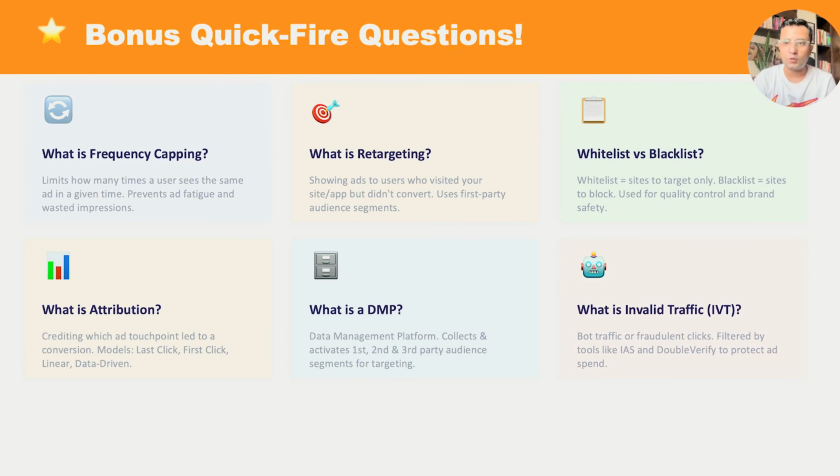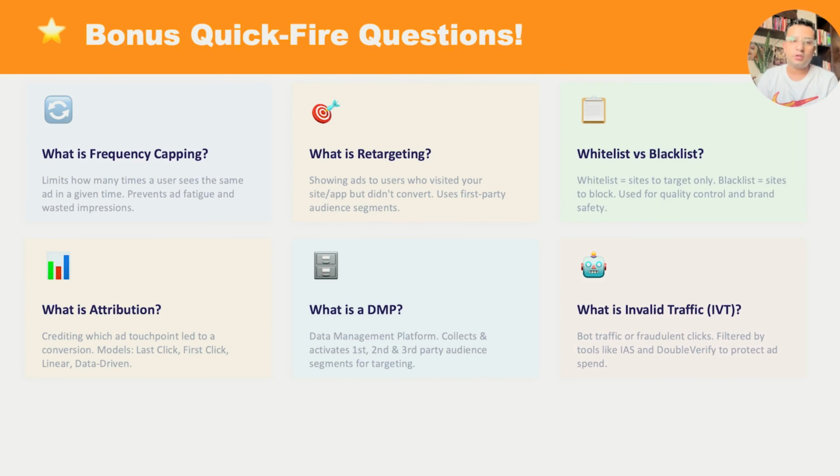What is frequency capping? You can say it limits how many times a user sees the same ad in a given time. It prevents ad fatigue and wasted impressions. What is retargeting? Retargeting is showing ads to users who visited your site or application but did not convert. It uses first party audience segments. What is whitelist and blacklist? Whitelist means sites to target only, blacklist means sites to block. It's used for quality control and brand safety.